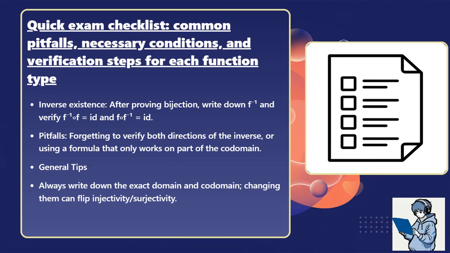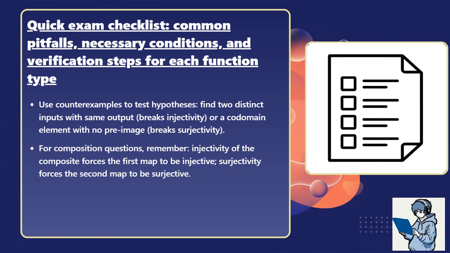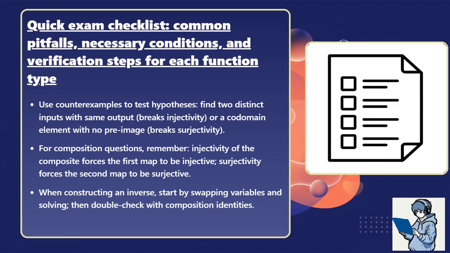Changing them can flip injectivity or surjectivity. Use counterexamples to test hypotheses. Find two distinct inputs with the same output, which breaks injectivity, or a codomain element with no preimage, which breaks surjectivity. For composition questions, remember: injectivity of the composite forces the first map to be injective. Surjectivity forces the second map to be surjective. When constructing an inverse, start by swapping variables and solving, then double-check with composition identities.